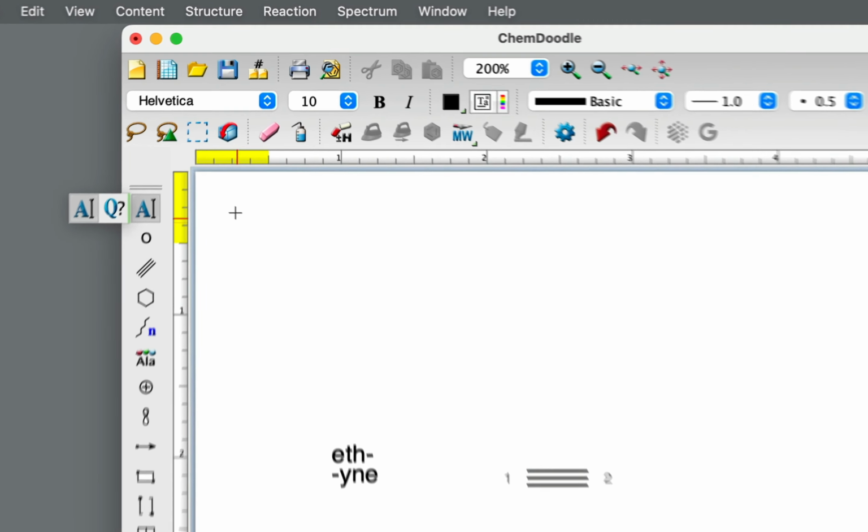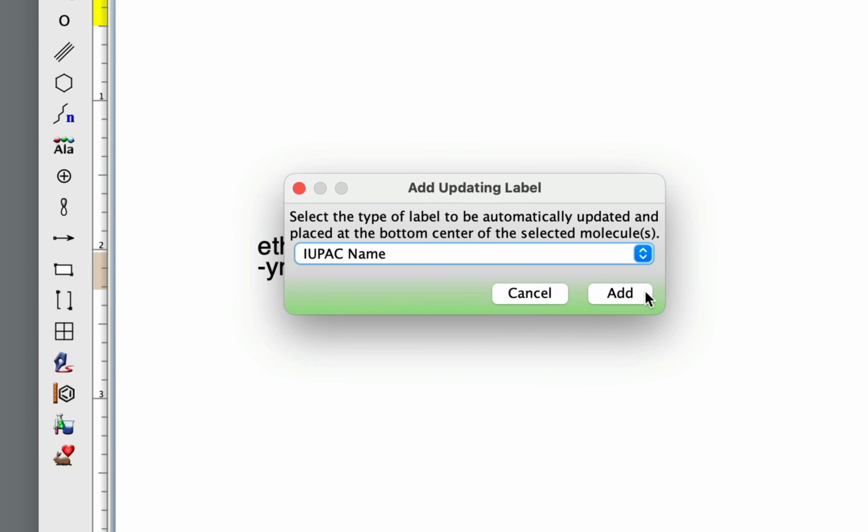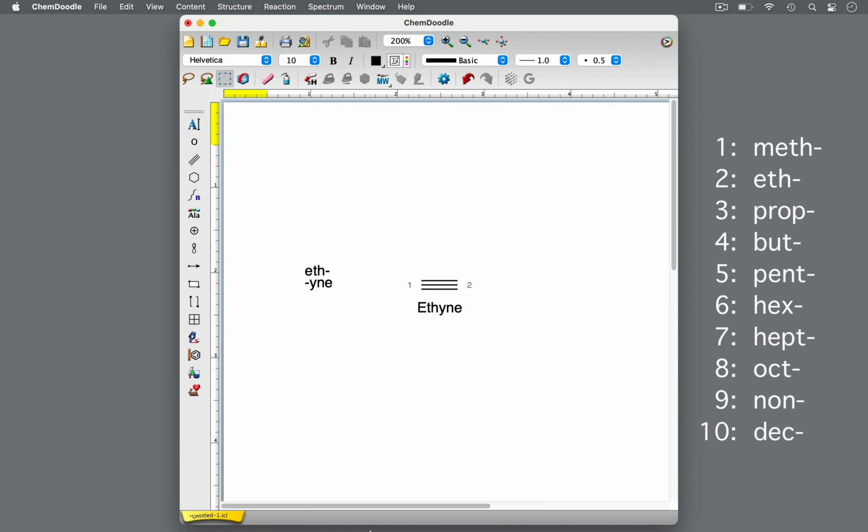To name a molecule in ChemDoodle, select the molecule and press the Attach Updating Label button. In the pop-up, be sure that IUPAC name is selected and press Add. This molecule is ethyne. Similar to naming alkenes, as an alkyne becomes longer, be sure to specify the location of the triple bond in the IUPAC name.